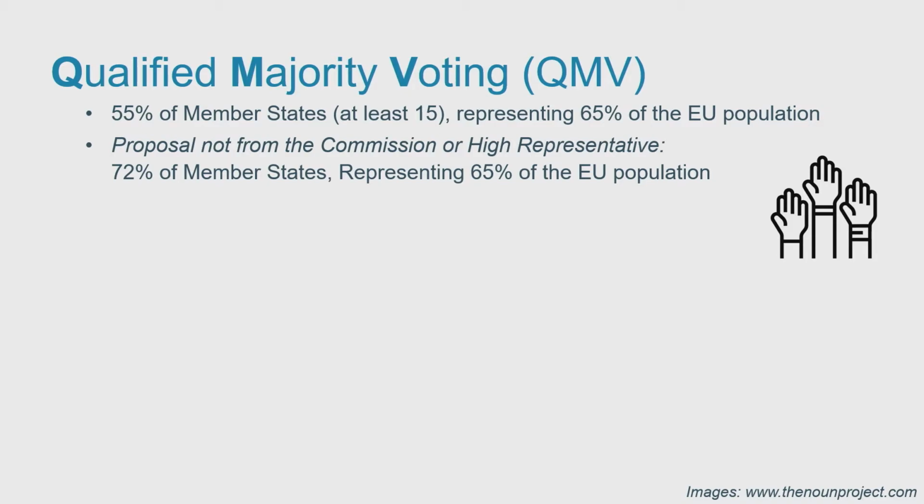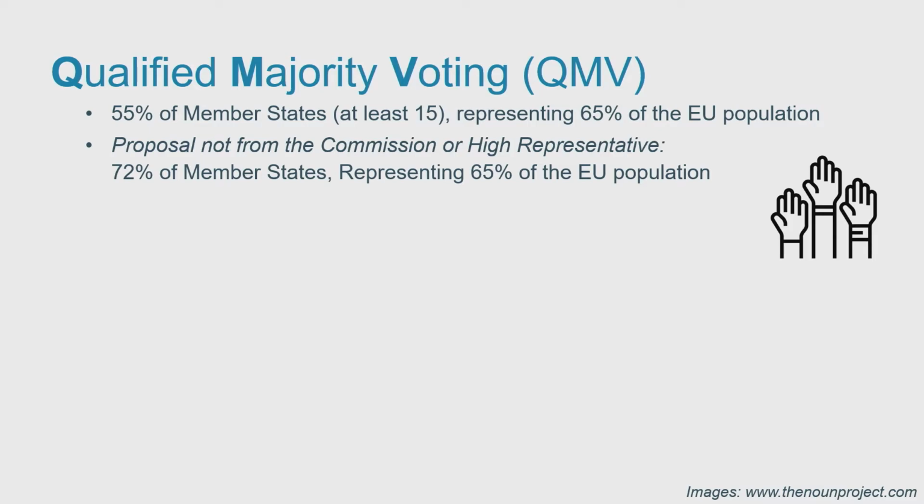A qualified majority is reached when 55% of all member states, representing 65% of the EU population, are in favor of a certain decision. In the few areas in which the proposal is not submitted by the Commission or the High Representative, a qualified majority is reached when 72% of all member states, representing 65% of the EU population, are in favor.